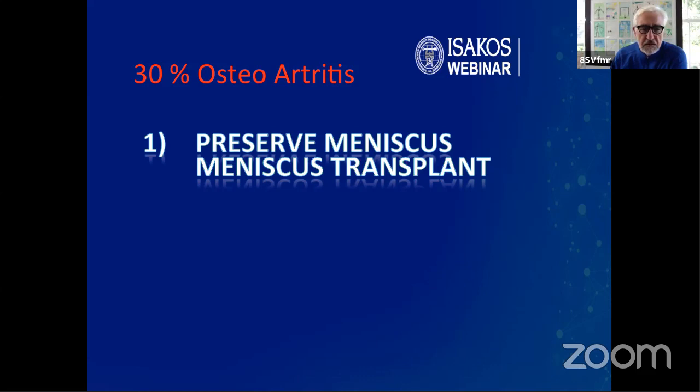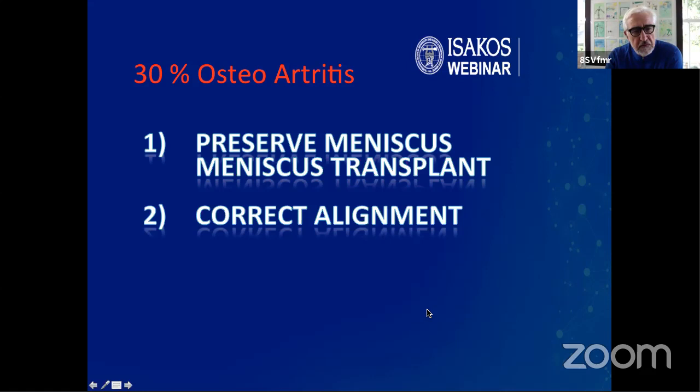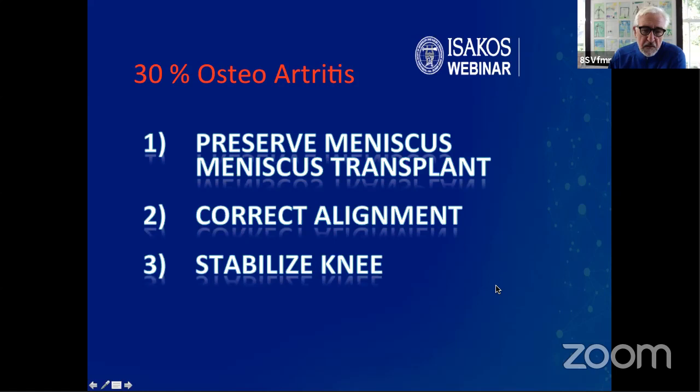We have to correct the alignment. People that are really bad varus or valgus, and if they have ACL and they have damage in that compartment, I think they're going to go to osteoarthritis, and we have to correct the alignment. We have to stabilize the knee. So if the ACL is not stable, or if our surgery is not stable, you have to do it again to stop osteoarthritis in the long run. You have to have a stable knee.